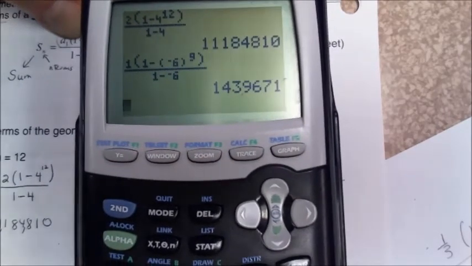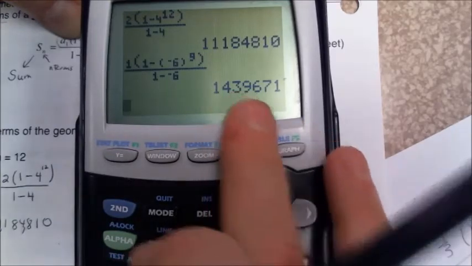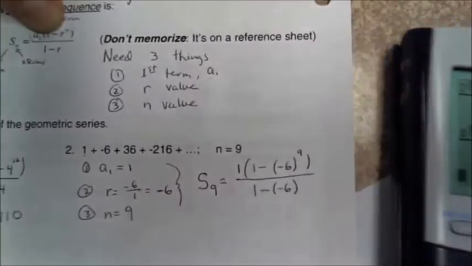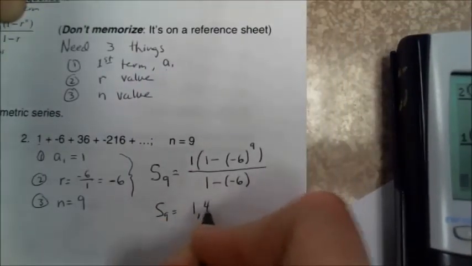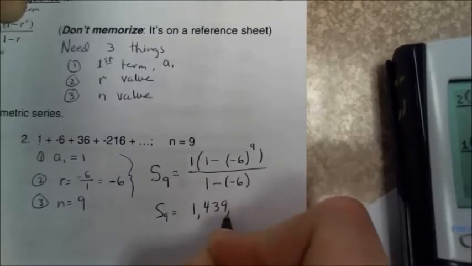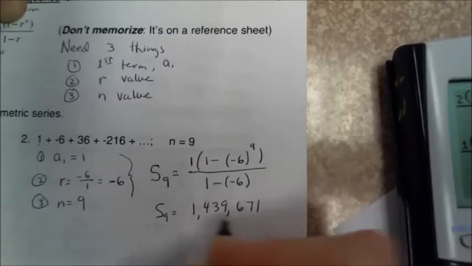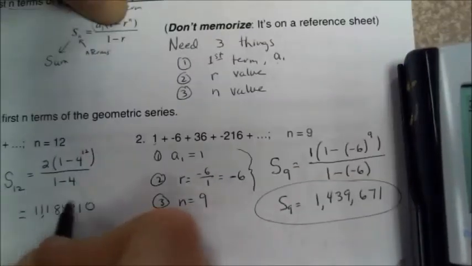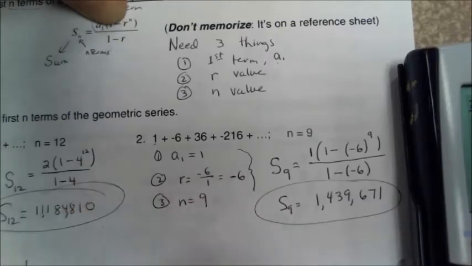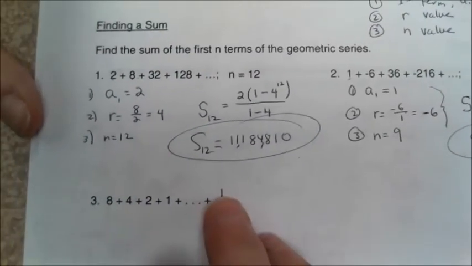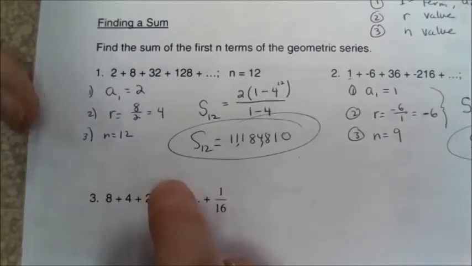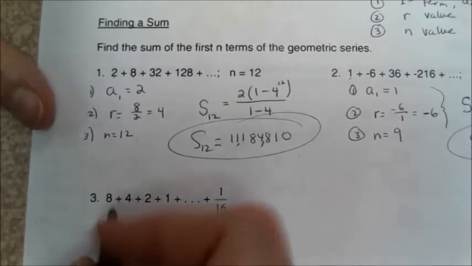And there's another pretty big number, 1,439,671. And then the last one. The last one gives us this geometric sequence, it seems, or series, it seems to be going down.